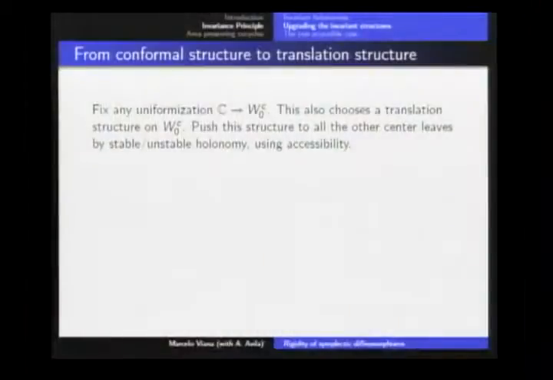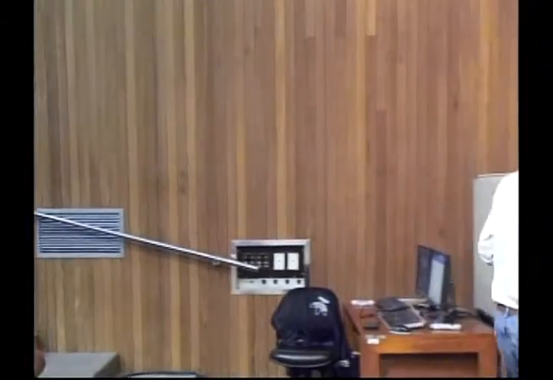Now, to do this, I choose one map, a holomorphic map sending the uniformization, so a holomorphic map sending the complex plane to the, say, the center leaf through the fixed point, through 0. So you are identifying this leaf with the complex plane, so you are introducing, more or less arbitrarily, a translation structure on this leaf. Now, take this translation structure and move it around your torus by using the holonomies. From 0, you can get anywhere because of accessibility. So we just push this translation structure around. There's a little problem, of course.